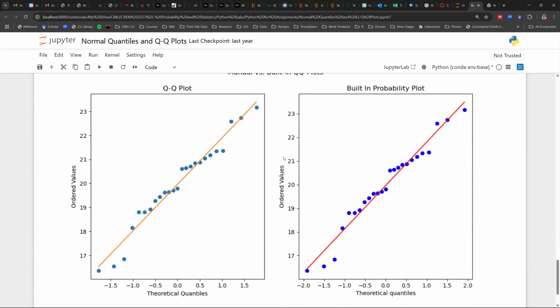We plotted the ordered values. So these are the observed values plotted against the expected values, those theoretical quantiles, if they came from a normal distribution. All right, so that's QQ plots for you.